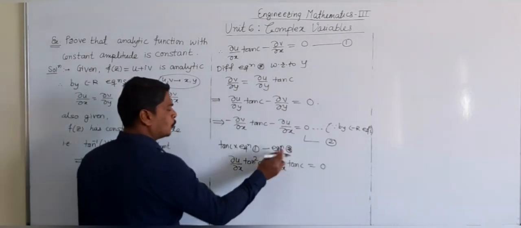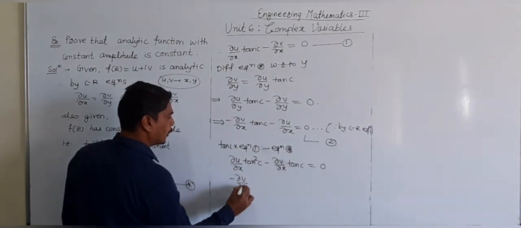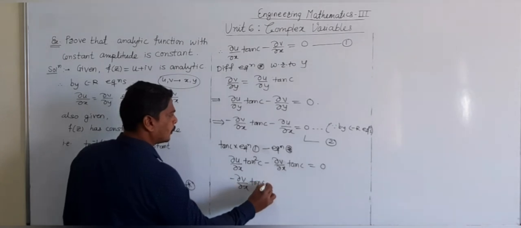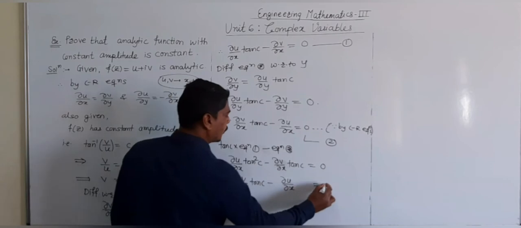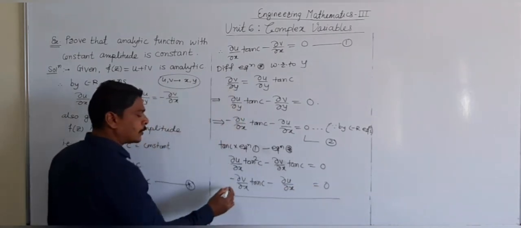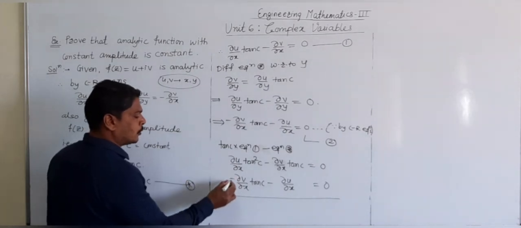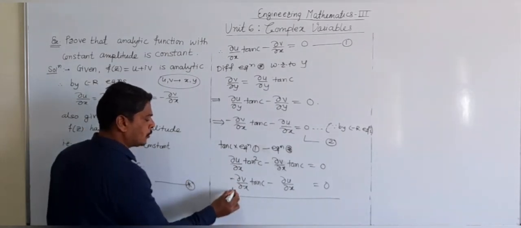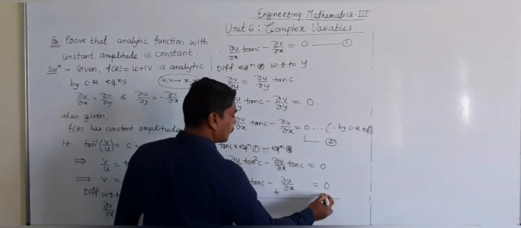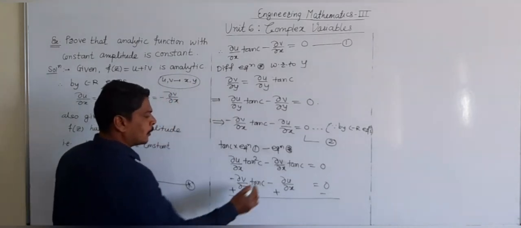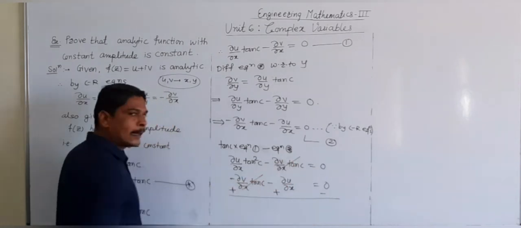And now equation 2 as it is: partial derivative of phi with respect to x into tan c minus partial derivative of u with respect to x is equal to 0. And then take subtraction of these two equations, that means subtract equation 2 from equation 1. So this sign will get changed. Instead of minus we get plus, instead of minus we get plus. Here also instead of plus we get minus. And these two terms are the same with opposite sign, so these two terms will get cancelled.